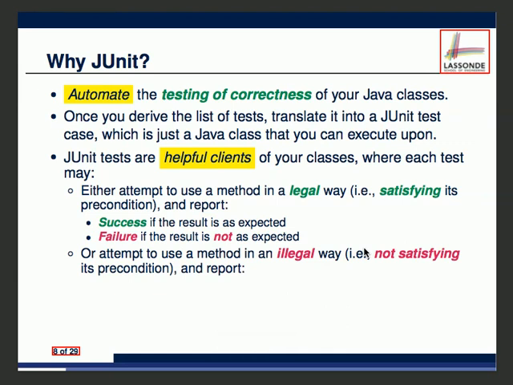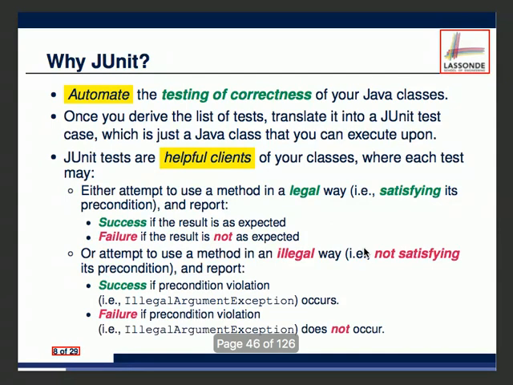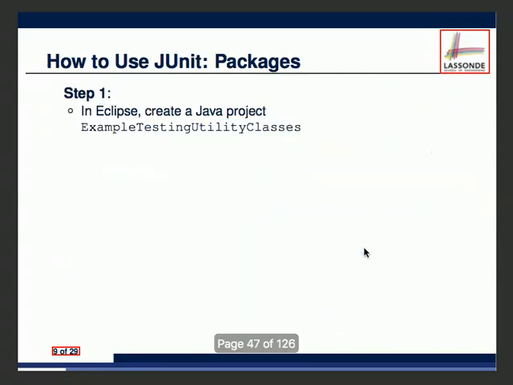You can also try to use the code in an illegal way, which means we expect some precondition violation to be triggered, in which case the test case will be considered as a success if the precondition violation occurs. It would be considered as a failure if that doesn't occur, right? Kind of like a flip it around in this way. Okay? So that's something I will need to show you next time. But let me just finish the slides.